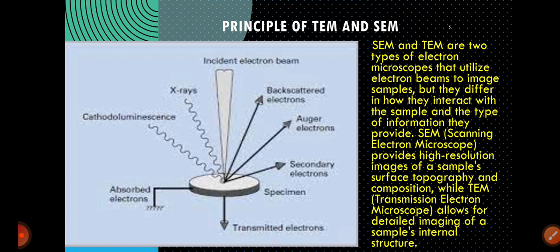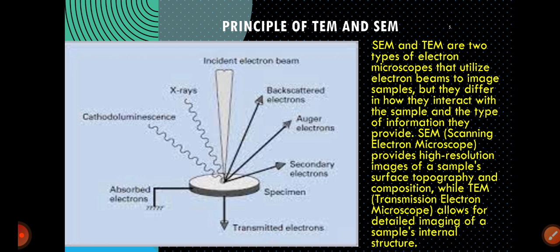Next, the secondary electrons. Whenever I make an electron incident on the specimen, the specimen, which has a number of atoms with a number of electrons, will undergo emission. That emission we call a secondary emission, and those electrons we call secondary electrons.